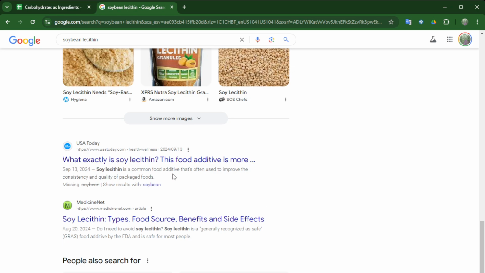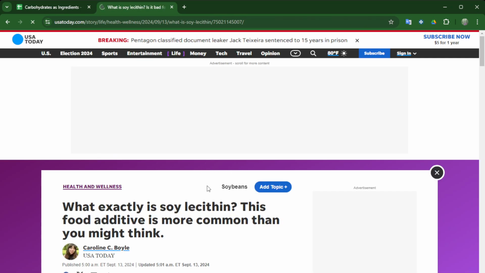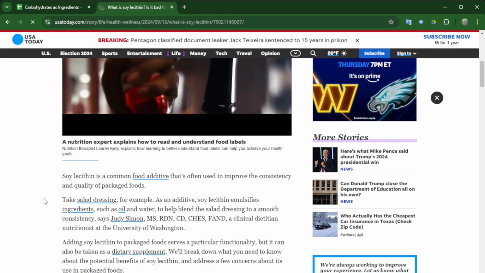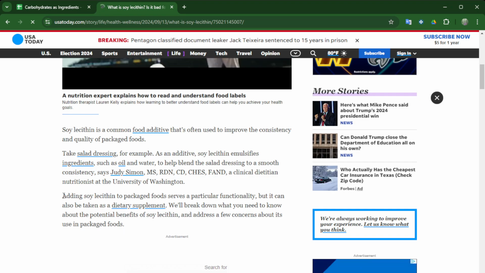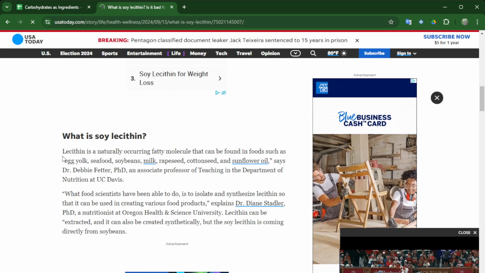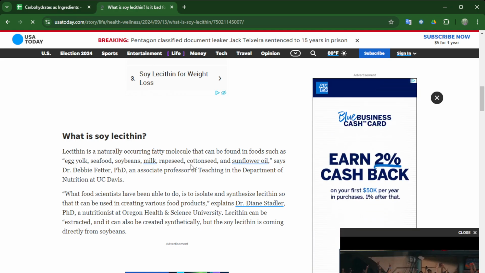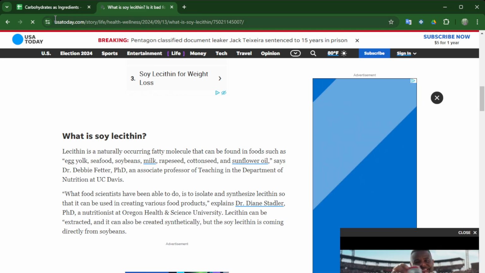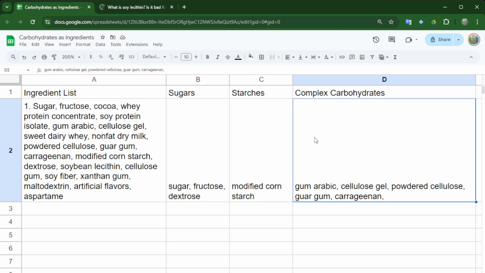Oh, let's see. Maybe USA Today will tell us. Okay, so what exactly is soy lecithin? The food additive. Still not telling me what it is made out of. Oh, here we go. Lecithin is a naturally occurring fatty molecule. Okay, so telling me it's fat, right? I'm not going to put it under one of my carbohydrates.